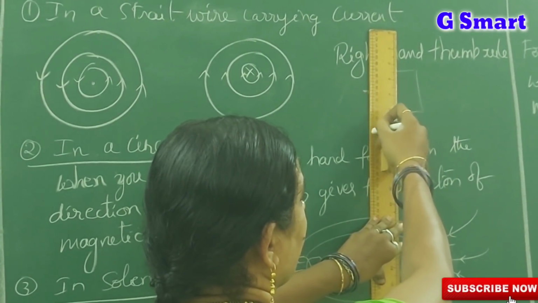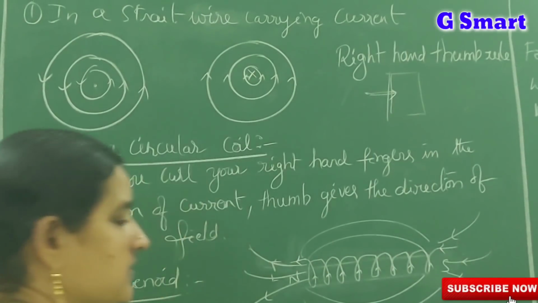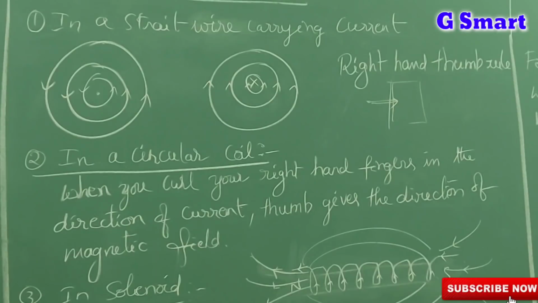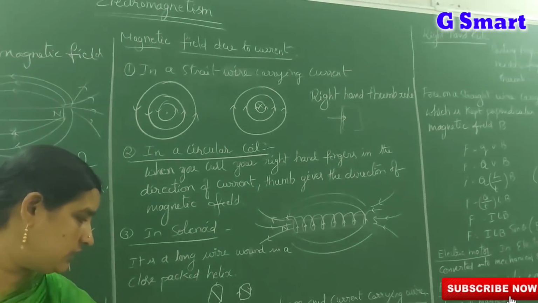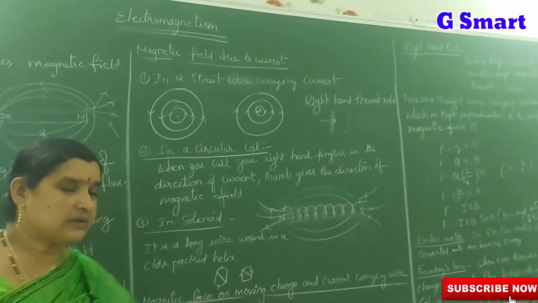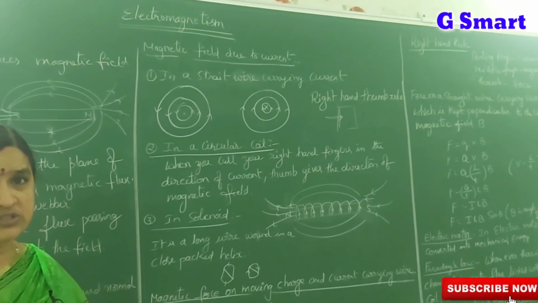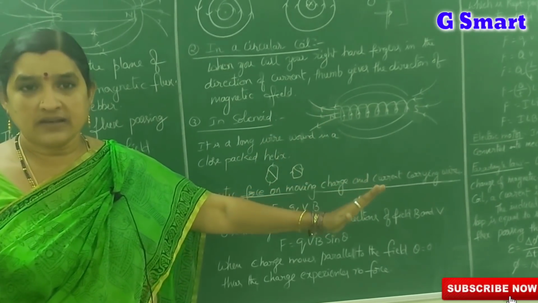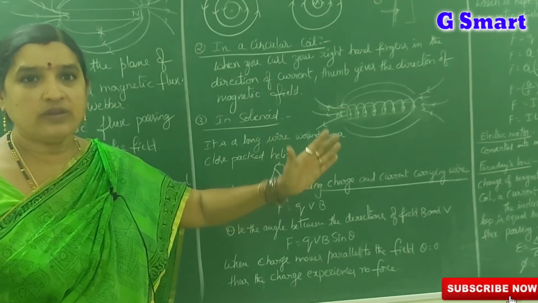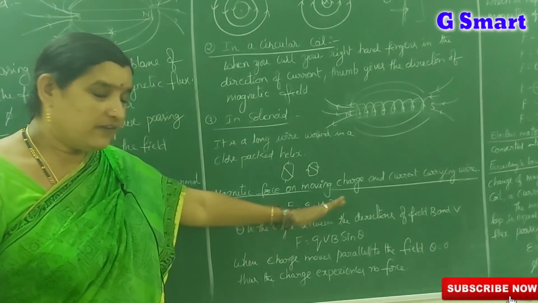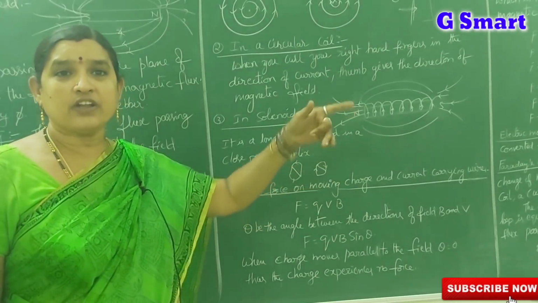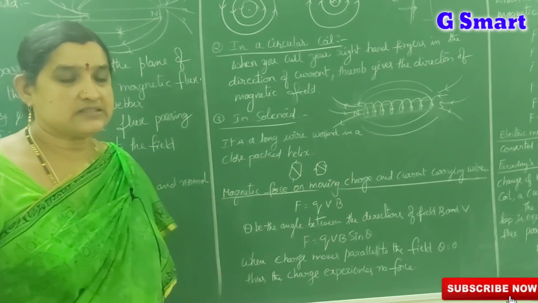When it is parallel to the field, the force on the charged particles will be very small and negligible. At the same time, from the formula also, theta becomes 0, sin theta is 0, so the total force becomes 0. What does it mean when force becomes 0? No force acts on the charged particles. When the charged particles move parallel to the magnetic field, there is no effect of force on the charged particles.